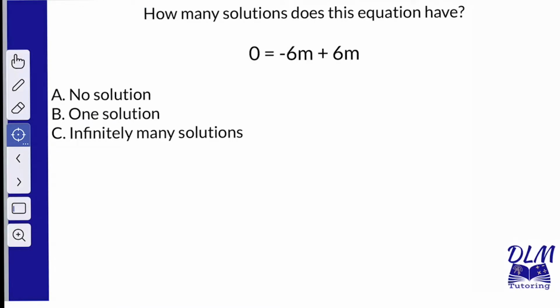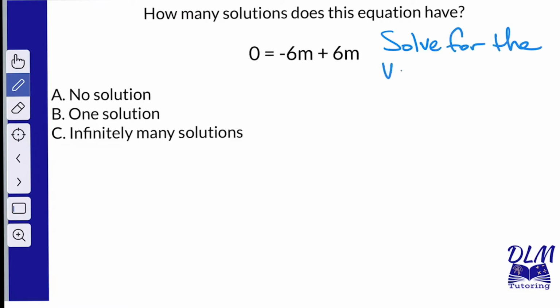So for instance, in this question, it asks, how many solutions does the equation have? The equation is 0 equals negative 6m plus 6m. When I look at this situation, the first thing that I need to remind myself is that I need to solve the equation. I'm going to solve for the variable. In this case, my variable is m.